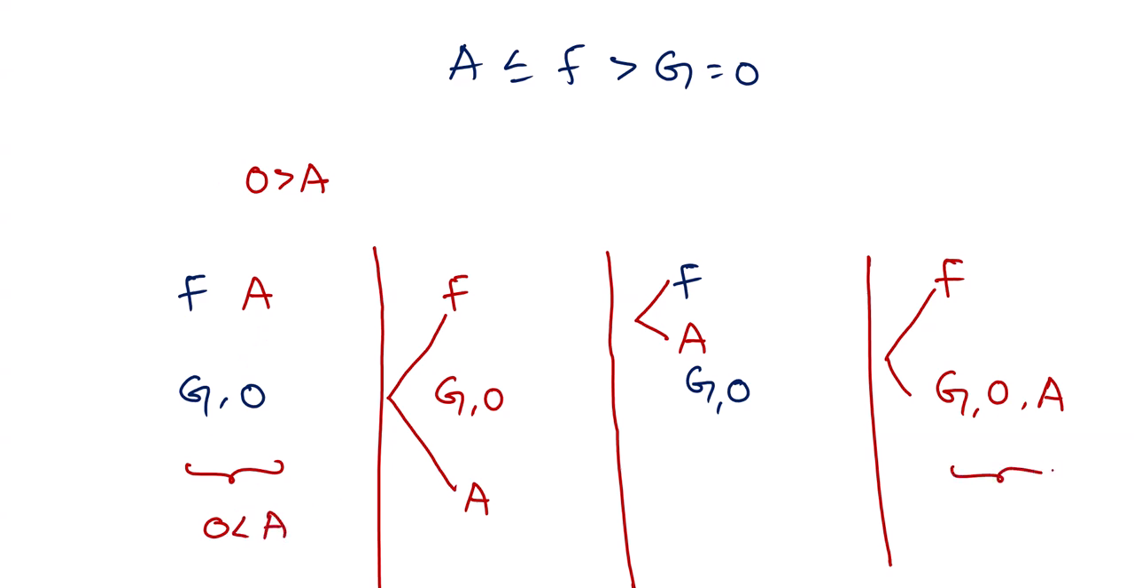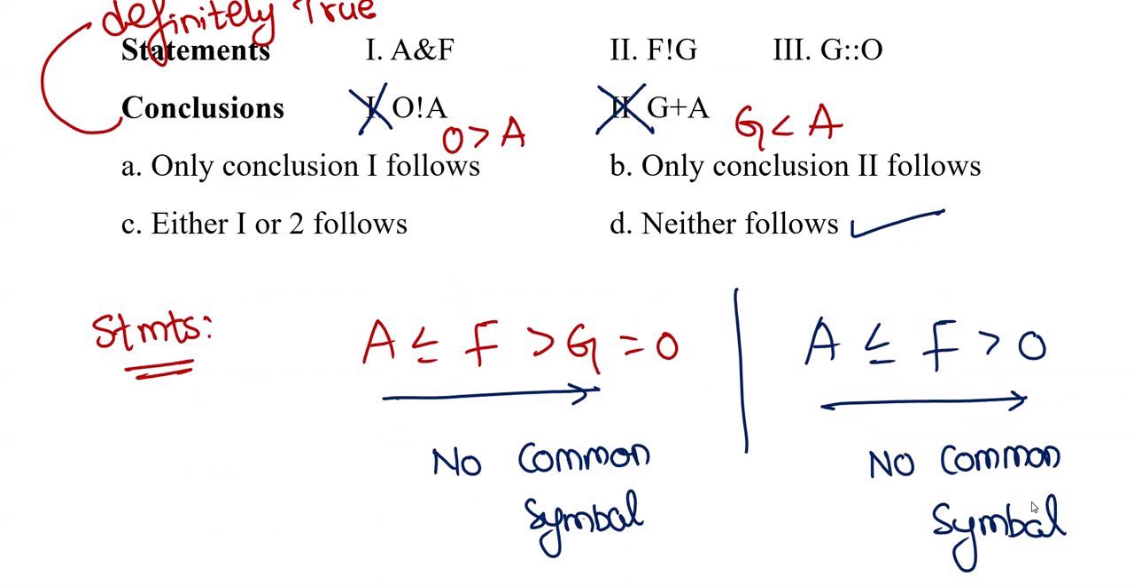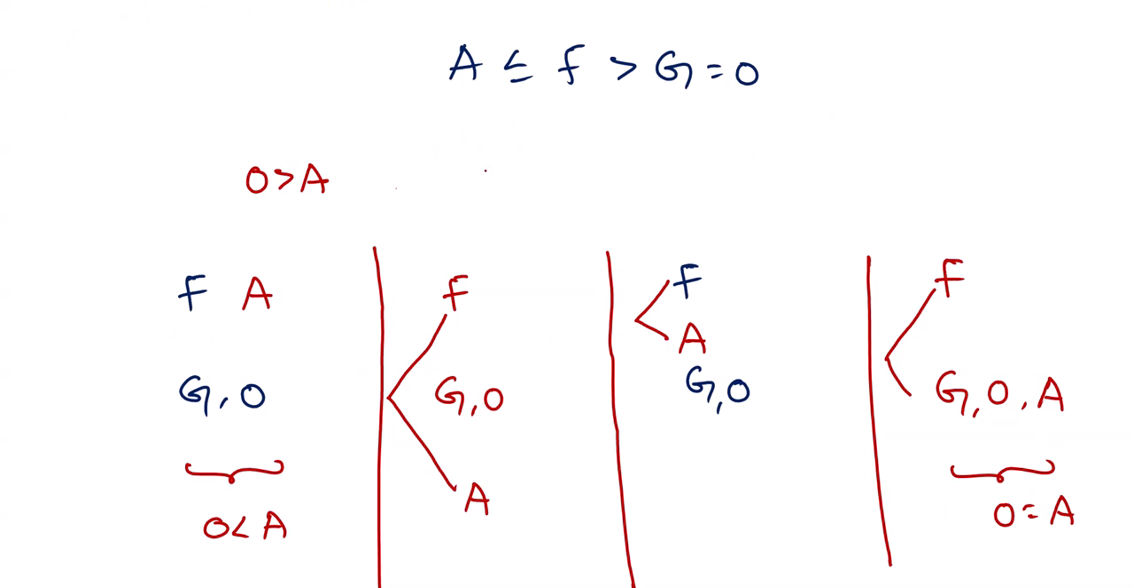Here O equal to A. Not true in all diagrams, out. Similar to syllogism, same. Next, G less than A. Is G less than A true in all diagrams? This is eliminated because it's not true in all diagrams.